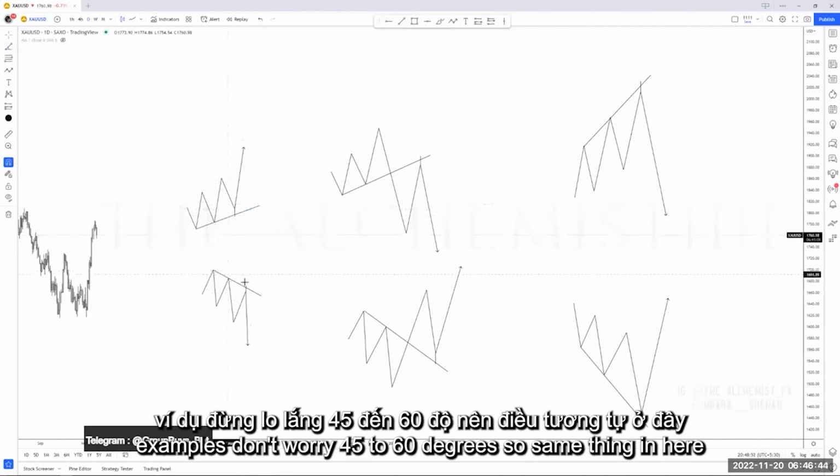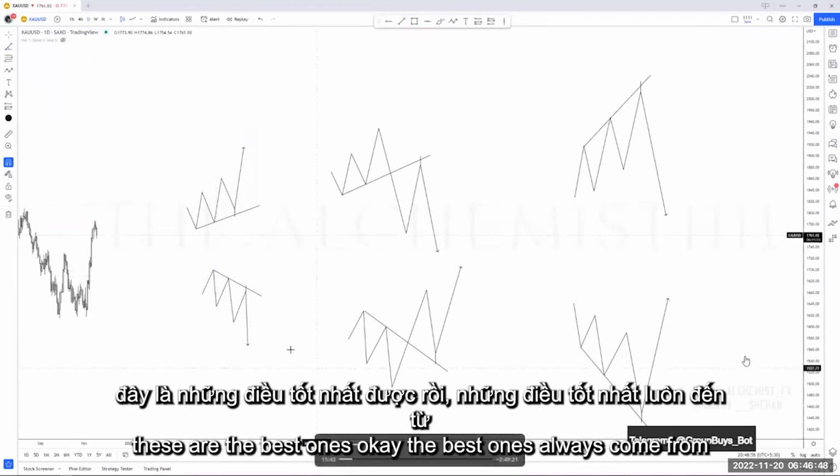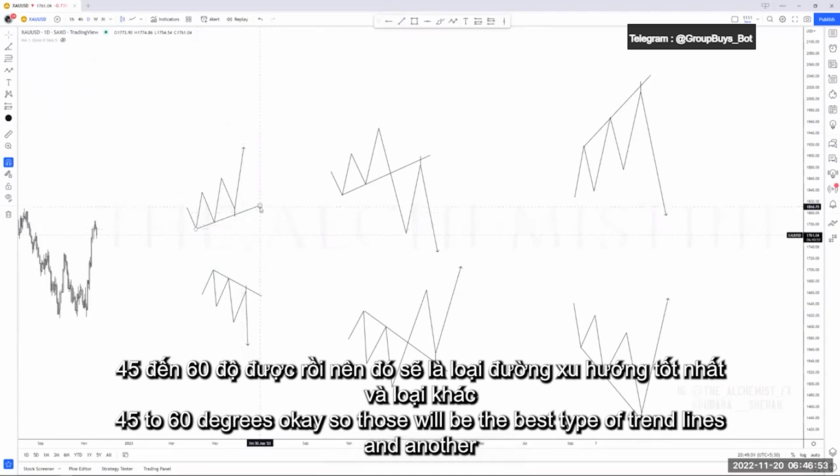So same thing in here. For this, I don't mean you can't use any other trend lines. You can, but these are the best ones. The best ones always come from 45 to 60 degrees. So those will be the best type of trend lines.